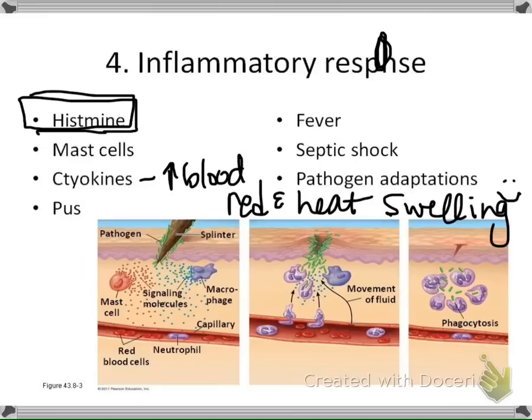Red, heat, swelling, signs of inflammation. Let's see. What do I have next? Pus. The end result of all of this is an accumulation of pus, which is a fluid rich in white blood cells, dead pathogens, and cell debris.